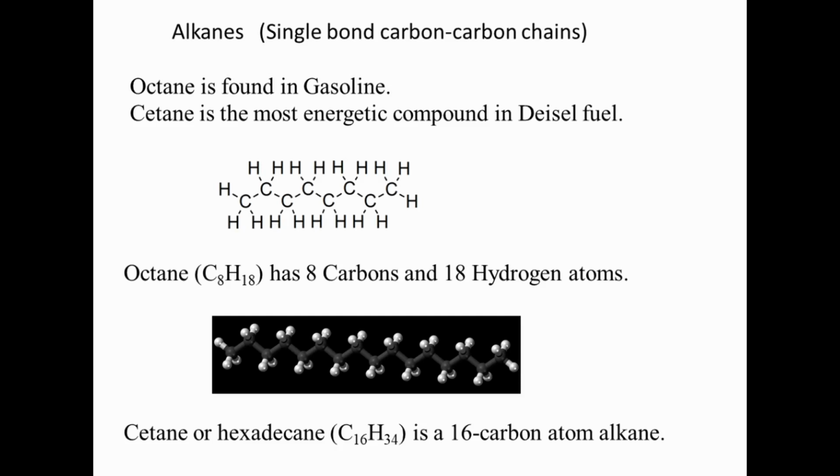Alkanes that we might encounter in everyday life include octane and cetane. Octane, C8H18, has 8 carbon atoms and is the most energetic component of gasoline. Octane has 18 isomers. Cetane, or hexadecane, C16H34, is a 16-carbon atom alkane and the most energetic component of diesel fuel.